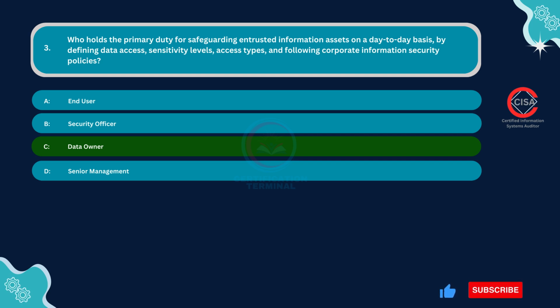Data owners are responsible for understanding the value and risks associated with the data they manage. By defining access controls, sensitivity levels, and access types, data owners ensure that the information is protected based on its importance and only accessed by authorized personnel with the appropriate permissions. Data owners also play a crucial role in ensuring compliance with information security policies and regulations.